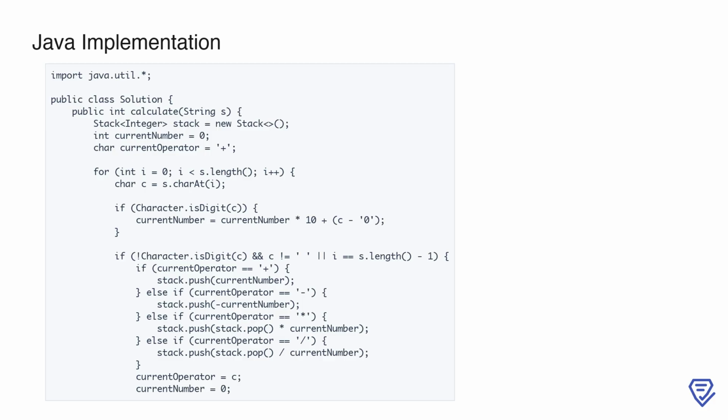Now, if the character is not a digit and not a space, or we've reached the end of the string, we process the current number based on the last operator. For addition, we push the number onto the stack. For subtraction, we push its negative. For multiplication and division, we pop the top of the stack, perform the operation with the current number, and push the result back onto the stack. After processing, we reset current_number to 0 and update current_operator to the current character.